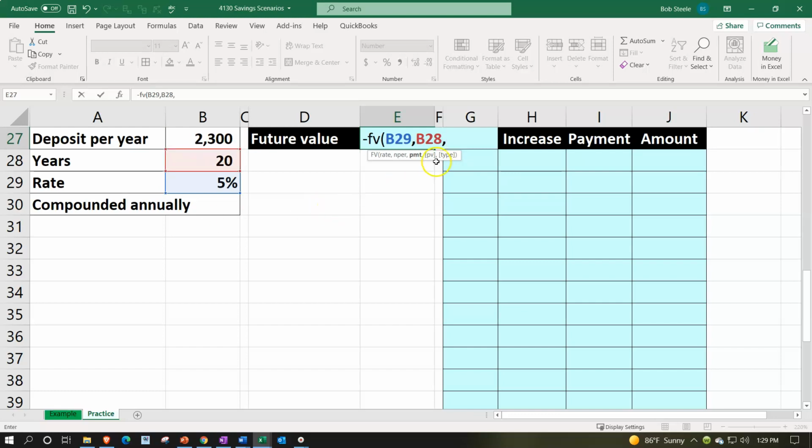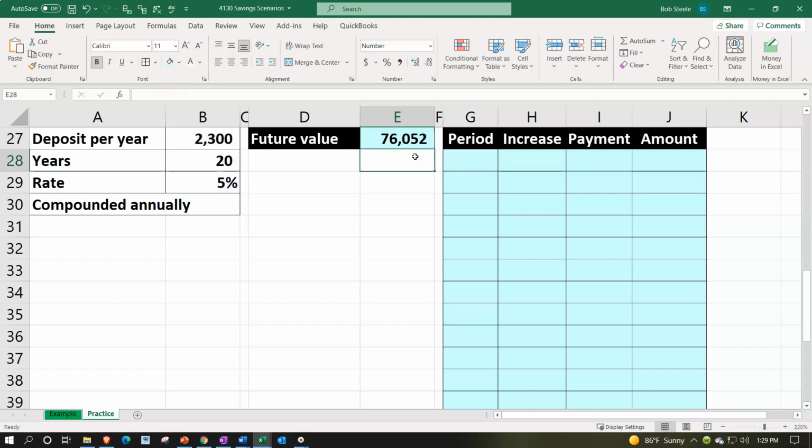This time we will be using the payment amount because this time we are talking about an annuity, meaning we're going to be putting down $2,300 per year for the 20 years, in addition to the earnings that we're going to be earning on it, which is 5% compounded annually, which will get us where will we be at retirement if we did that? Suspense, enter, 76,052, we're saying. Can we prove that?